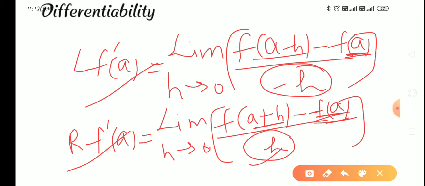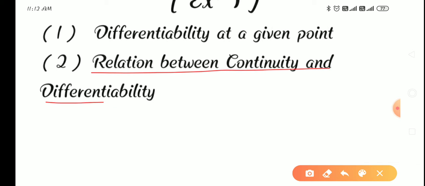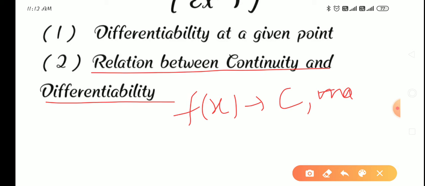Now the second point is, what is the relation between continuity and differentiability. You have to keep in mind, if a given function f(x) is continuous, then it may be differentiable or may not be differentiable. It may be differentiable, or may not be.